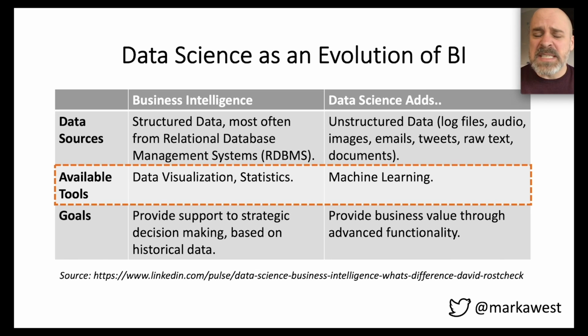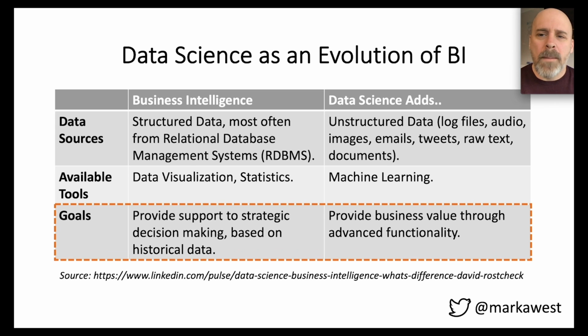When working with business intelligence, we often have a focus on visualization of data and statistics, but data science adds the ability to work with machine learning. And this, in turn, gives us more possibilities. The goals of business intelligence are always about steering the ship. Based on what happened last month, what should we do this month? Whereas data science is more about, hey, we can really improve your organization through this advanced functionality.